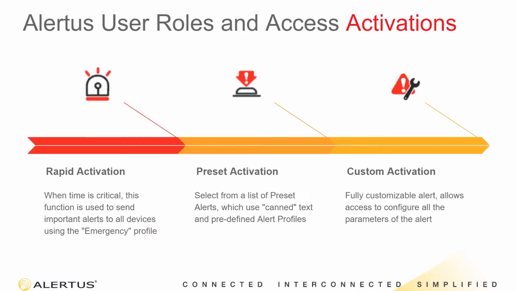Preset alerts are similar in that they use pre-canned texts and predefined alert profiles, which means that all of the details of the alert, including duration, message text, and recipients, have already been pre-configured. This activation type allows for fast and easy activation. And finally, custom alerts are fully customizable alerts. This option gives you access to configure all of the parameters of the alert for fine-grained control of the notification behavior. These are best used for routine notifications.